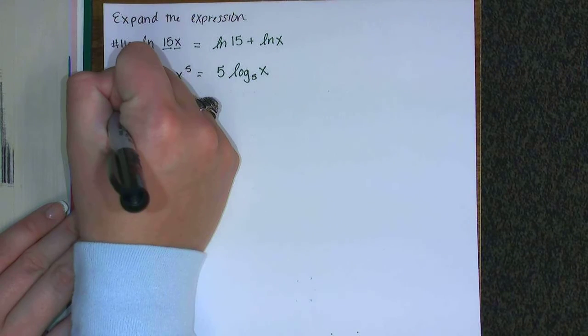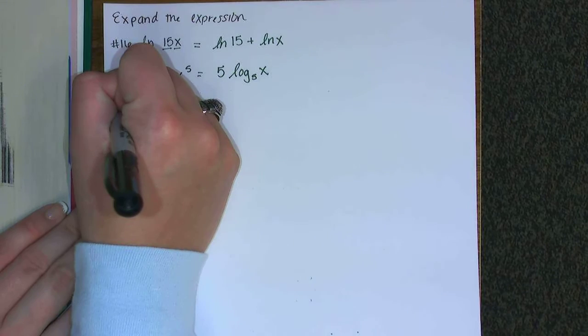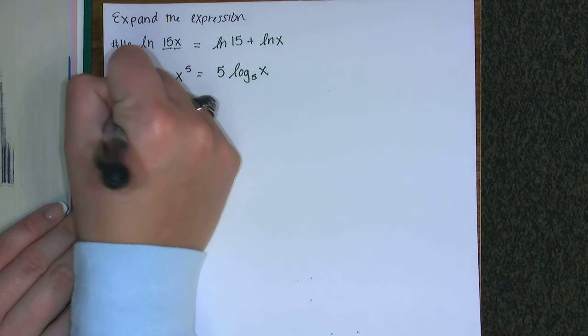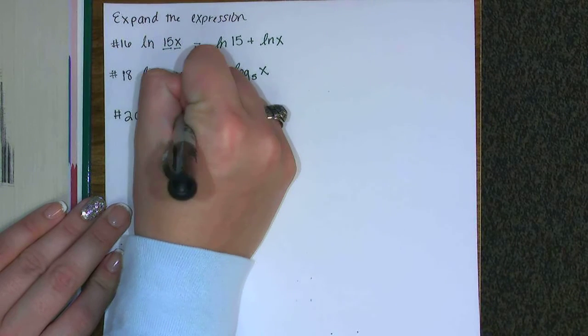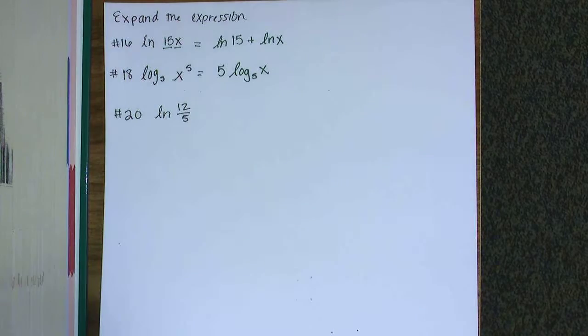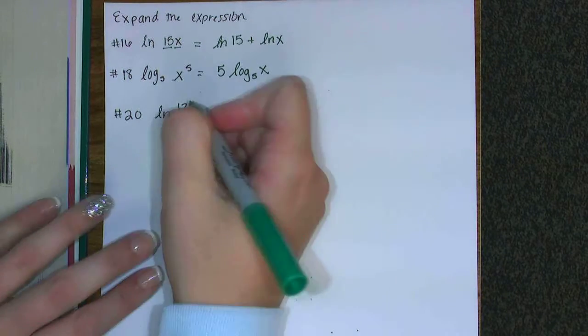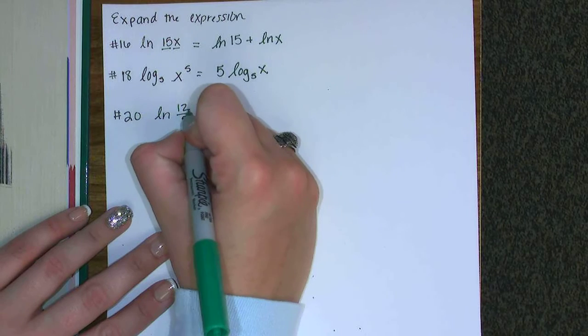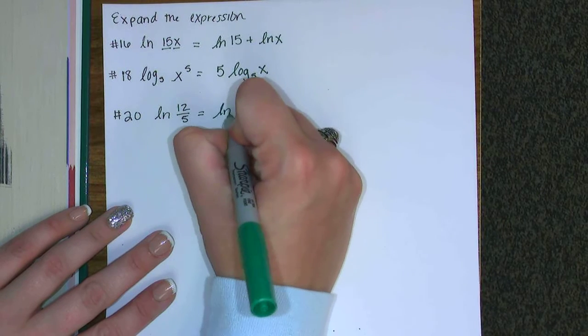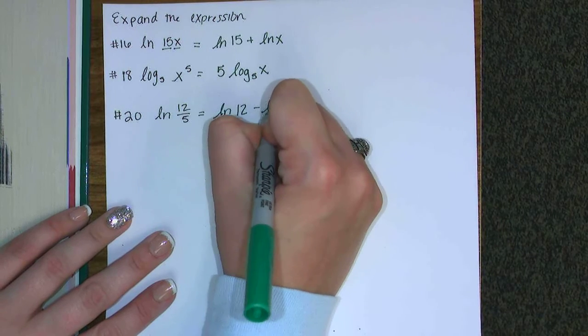Let's see, number 20. We have the ln of 12 over 5. Well, we're not multiplying, but it looks like we are dividing. So the log of a quotient is equal to the difference of logs. So you always write top minus bottom. So ln of 12 minus the ln of 5.